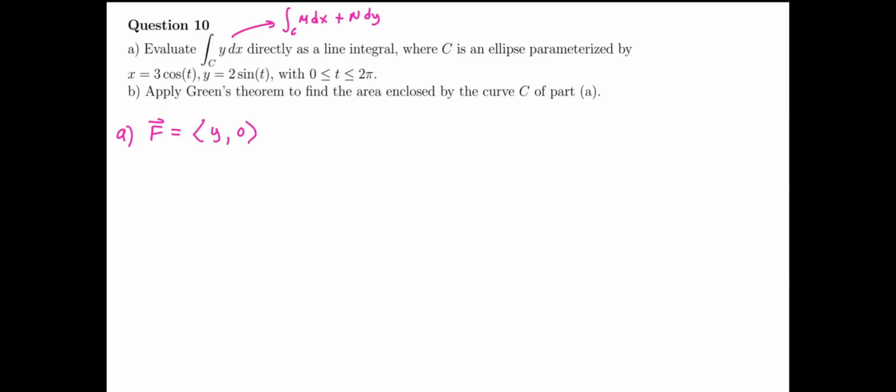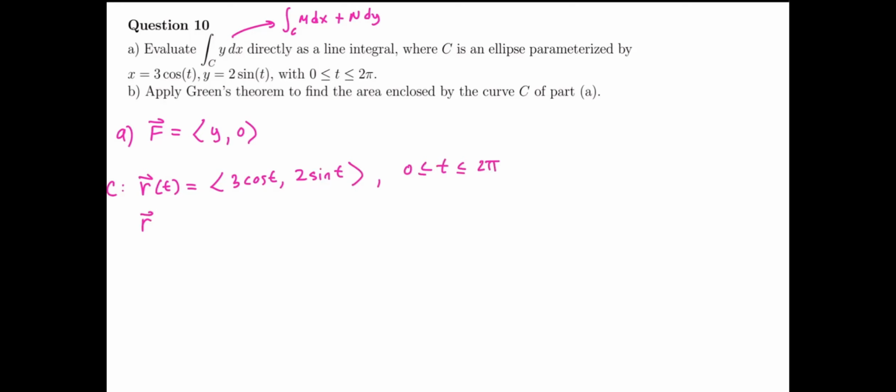Okay, so to evaluate this, we're going to first figure out the derivative. So let's write r of t first. C is described by r of t. Component-wise, this will be 3 cosine t and 2 sine of t. That's what we're given, and we know t goes from 0 to 2 pi.